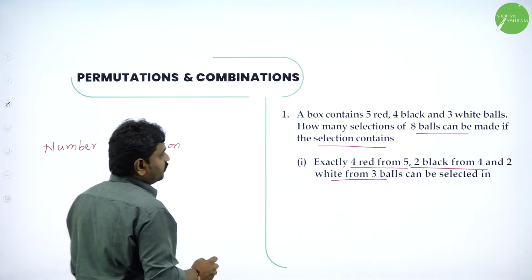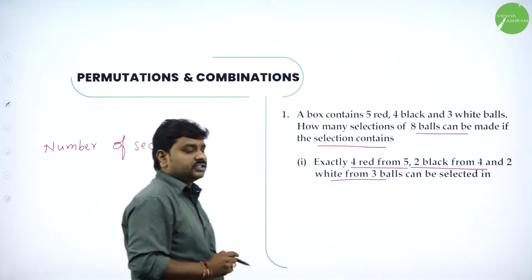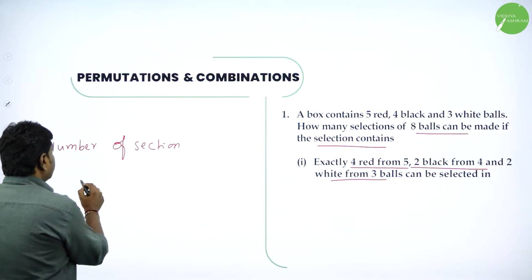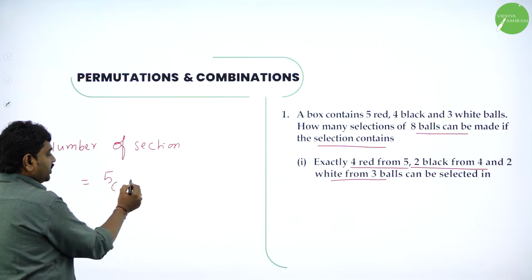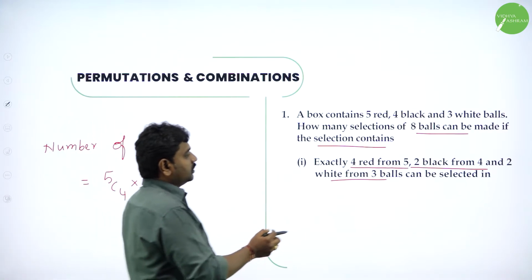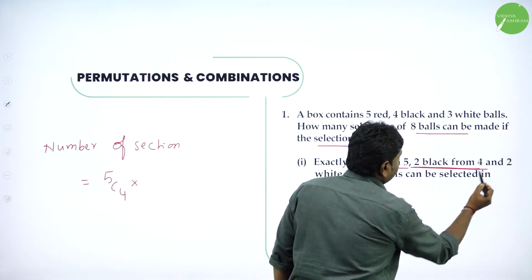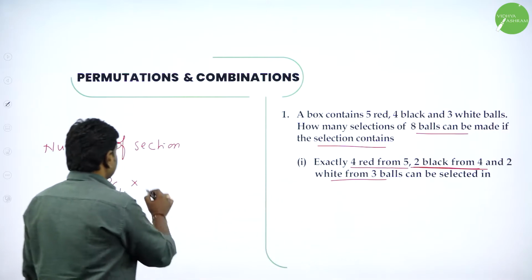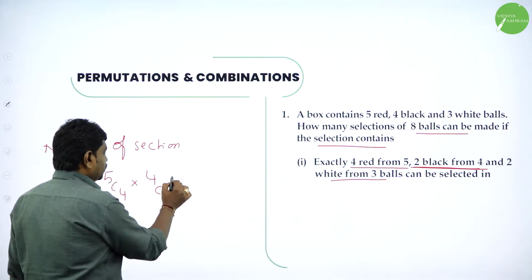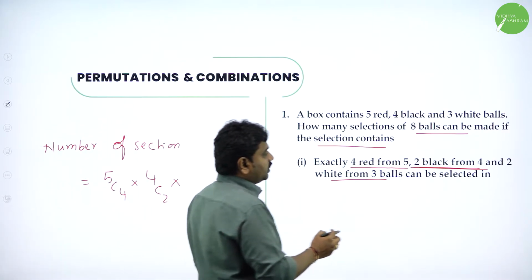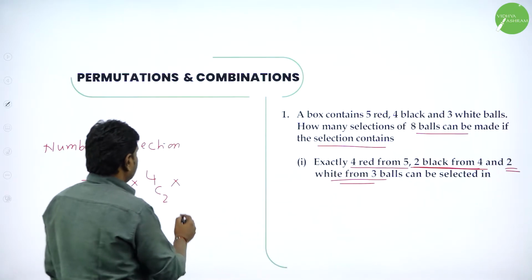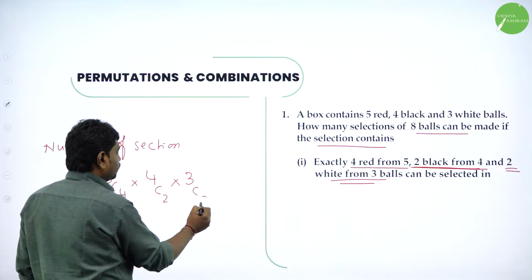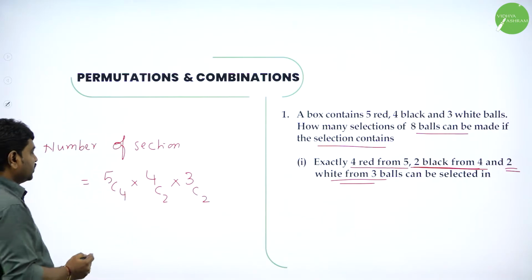So they want 4 red balls from 5 red balls. 4 red balls from 5 red balls can be selected as 5C4. Out of 5 red, I am selecting 4, into 2 black from 4 black balls. From 4, I am selecting 2. Then they want 2 white balls from 3. 2 from 3, so that is 3C2. This is the total number of selections.